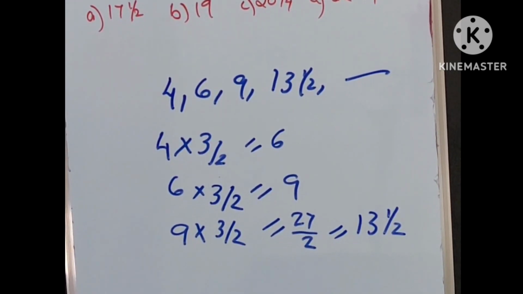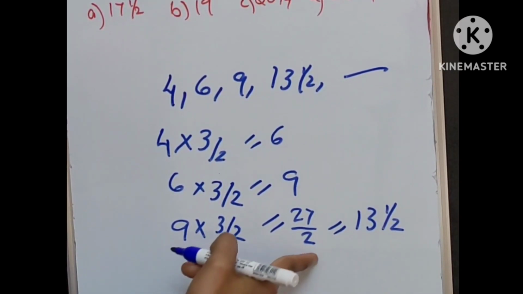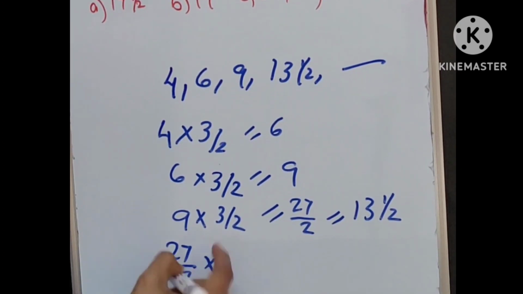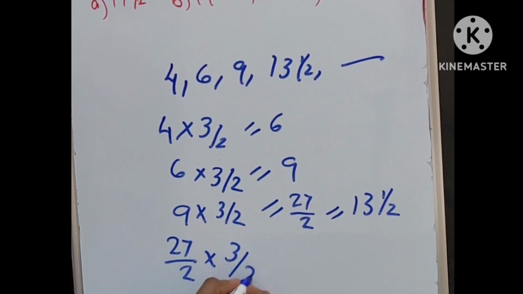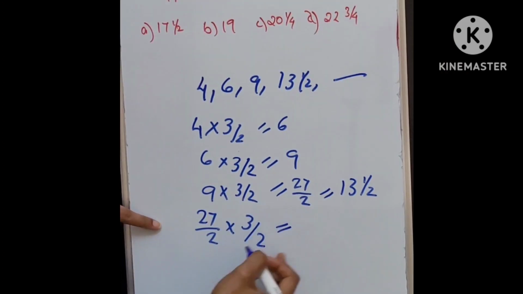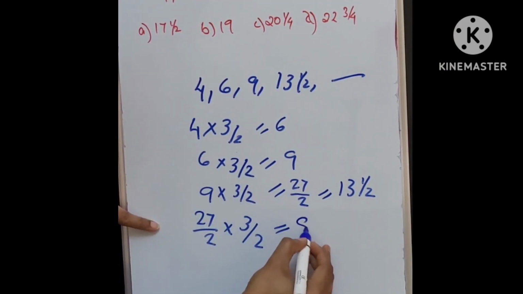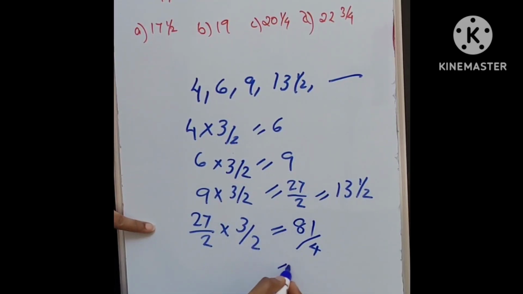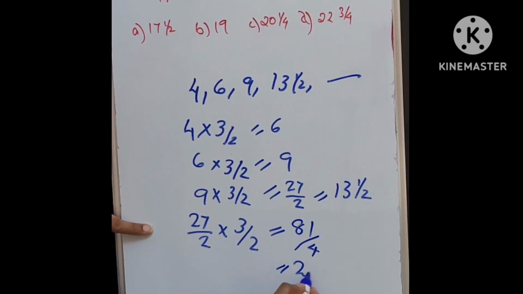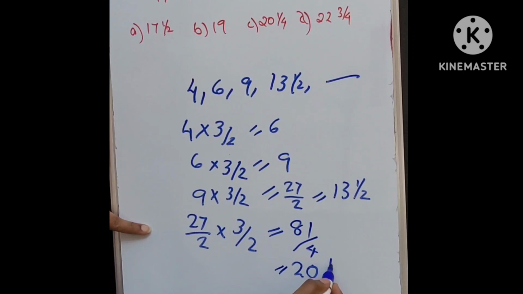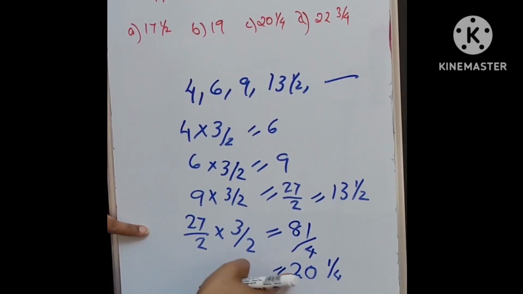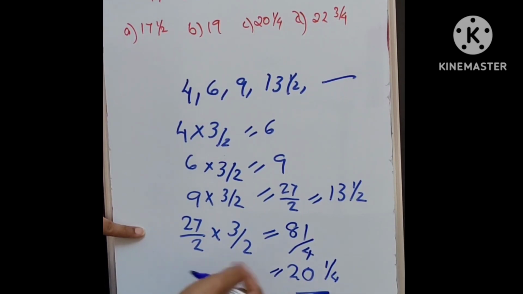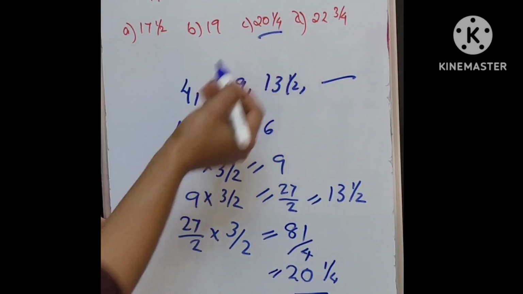Okay. So 27 by 2 into 3 by 2, we get 81 by 4. 81 by 4 can be written as 20 1 by 4, because 4 into 20 is 80, plus 1 is 81. So the answer is 20 1 by 4.